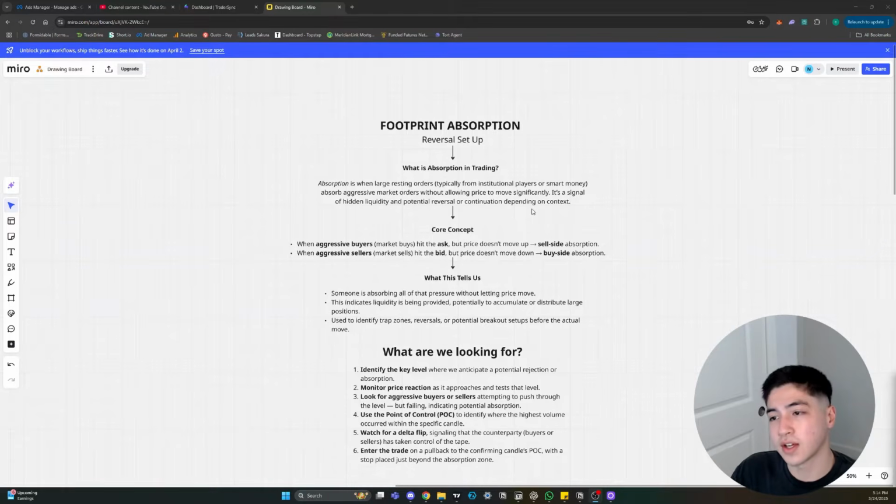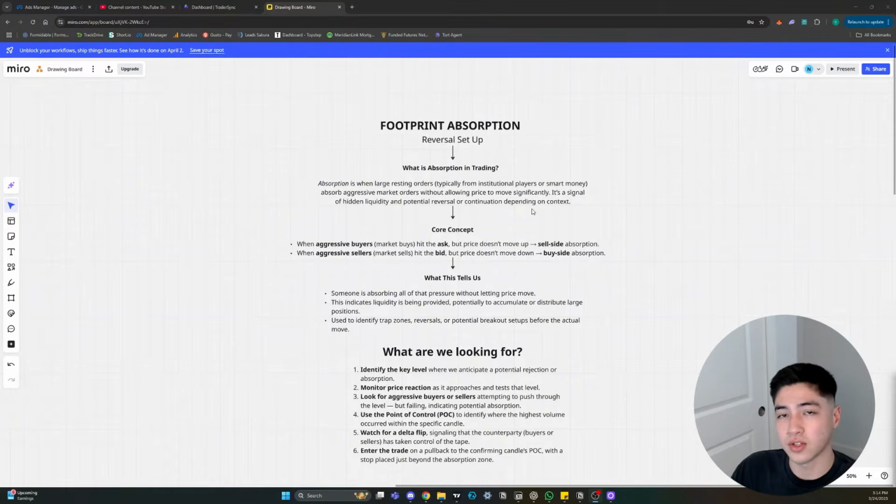So what does that actually tell us? When aggressive buyers are hitting the ask and price doesn't move up, or aggressive sellers are hitting the bid and price doesn't move down, what is that saying? Essentially, it's saying that someone is there absorbing all that pressure without letting price move. And this can indicate liquidity is being provided, potentially to accumulate or distribute large positions. It could be used to identify trap zones or reversals or potential breakout setups before the actual move.